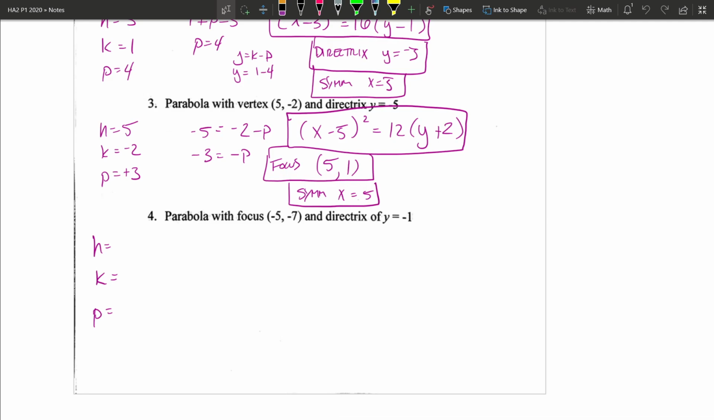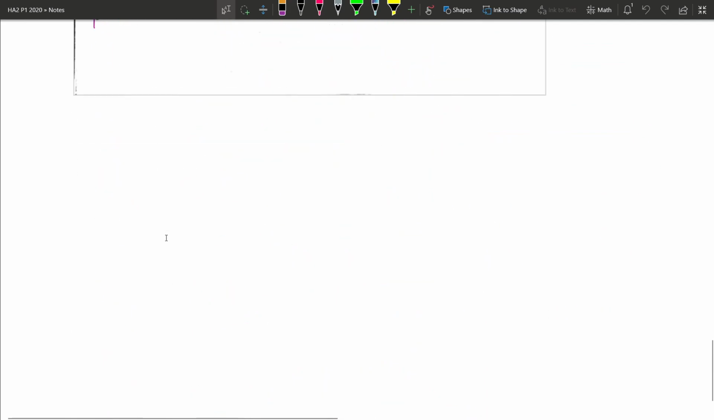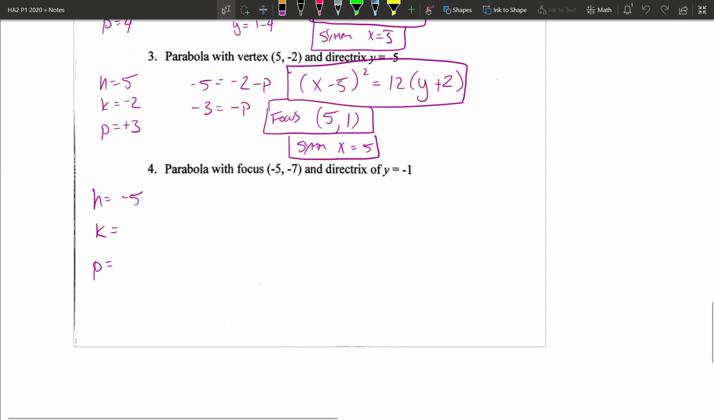Let's see. So our directrix of y equals negative... No, that's another horizontal. All right, so our h is negative 5. Sorry, I'm looking at too many screens at once. We know our h is negative 5. We need to figure out our k. So we're going to do the trick we did before, which will be the negative 7, the y minus the y component of our directrix, negative 1, over 2. So negative 7 minus negative 1 will be negative 6 over 2, and negative 6 over 2 will be negative 3.